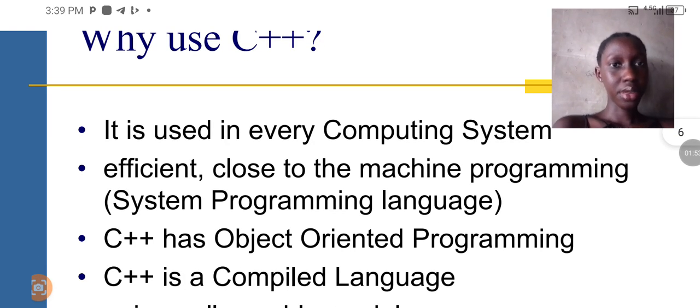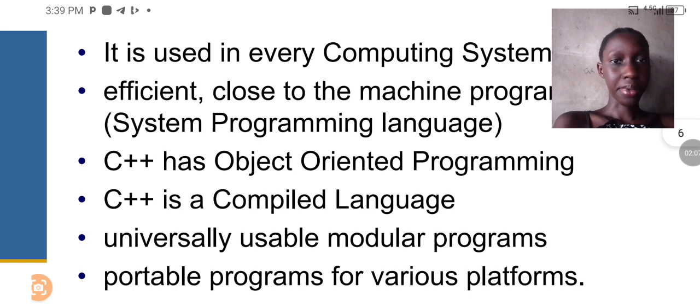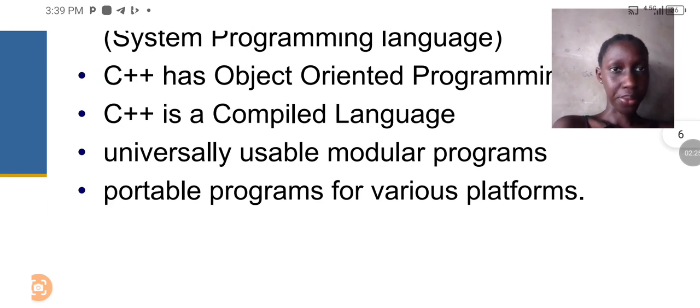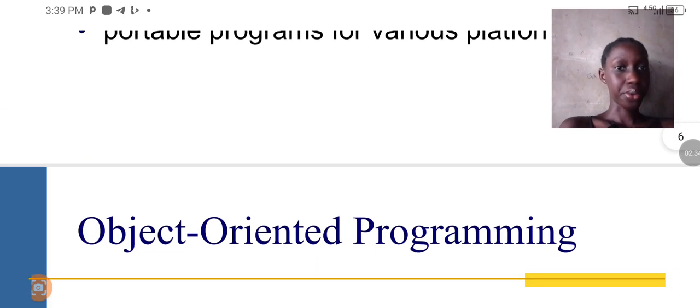Now, why should we use C++? C++ is used in every computing system. It is efficient and close to the machine, a system programming language. It has object-oriented programming and it's a compiled language. It uses a compiler to translate from a high-level language to machine language for the machine to be able to process the programs. It has universally usable modular programs and portable programs for various platforms.